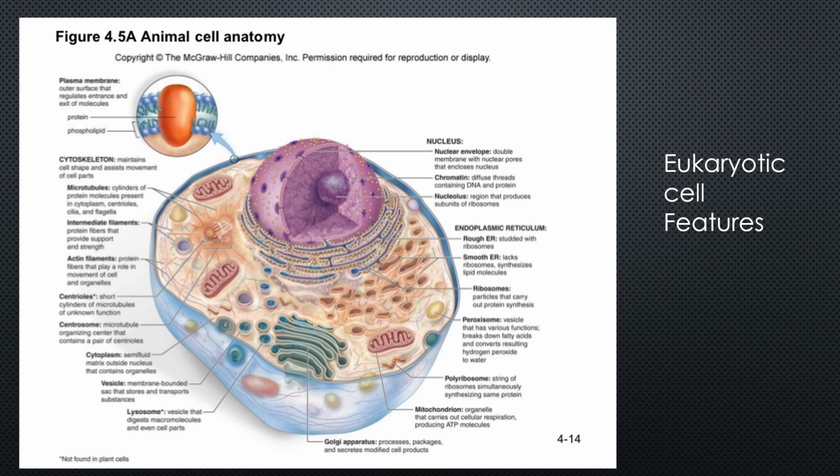Now, what I have on this particular slide is an animal cell, and animal cells and plant cells are both eukaryotic cells. So as we go through the different features, I will point out some of the differences between the plant and animal cells, and at the end probably do a summary so that we can compare and contrast those.